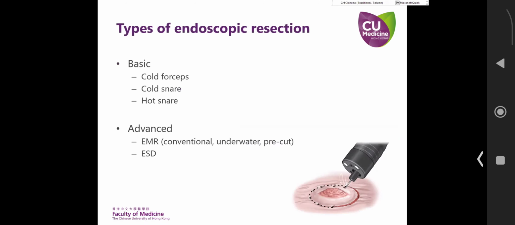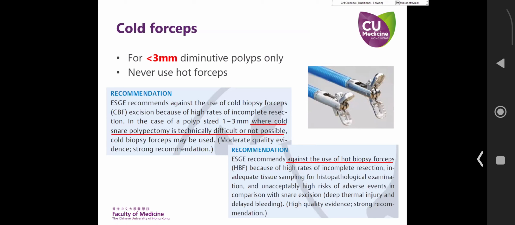Then for the types of endoscopic resection, there are the basic ones and the advanced ones. For basic ones, we have cold polypectomy now, in addition to the traditional hot polypectomy. But for the advanced ones, we have something called EMR. We have many modifications now, apart from the conventional one. We have underwater EMR now, and we also have pre-cut EMR nowadays. And of course, for larger lesions or more invasive lesions, we may go for ESD. But we need to know when we will use each type of these removal devices.